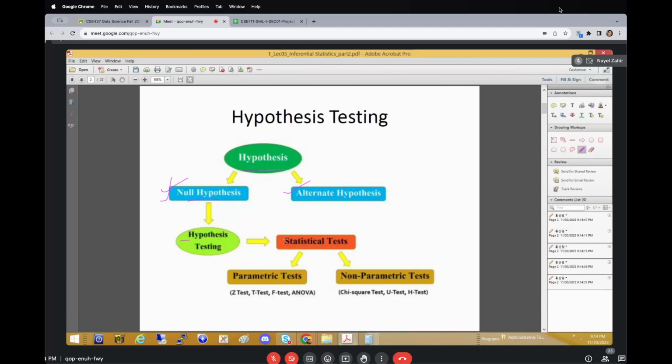So in hypothesis testing, we have to apply some statistical testing method. Broadly, we divide these testing methods into two types: one is called the parametric test, and the other is called the non-parametric test.